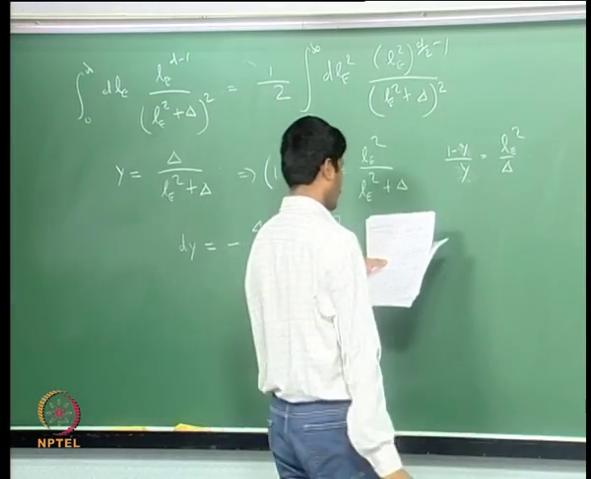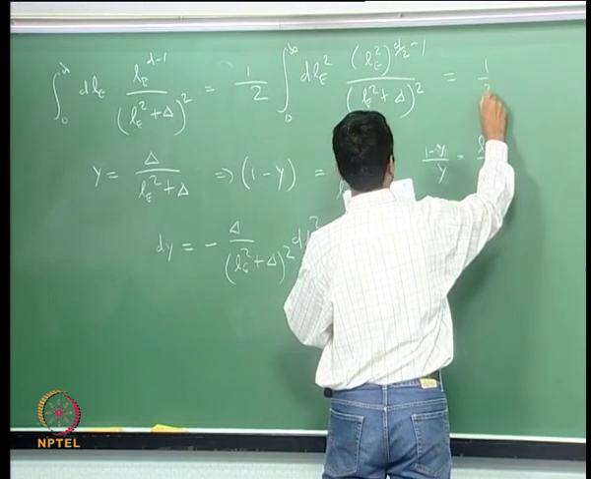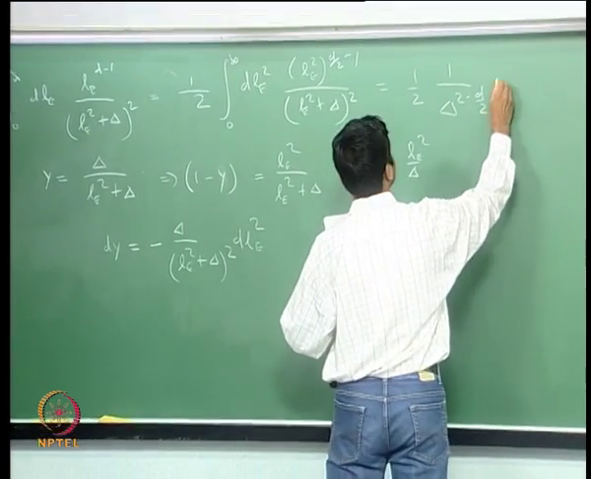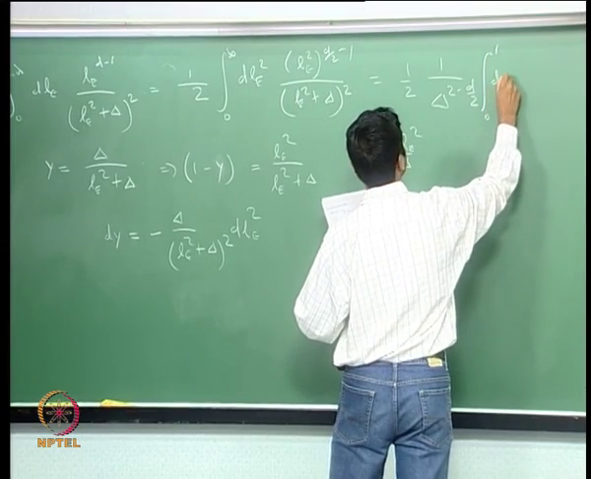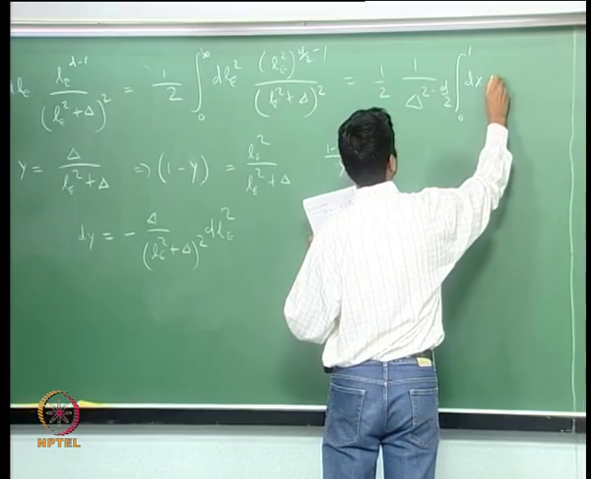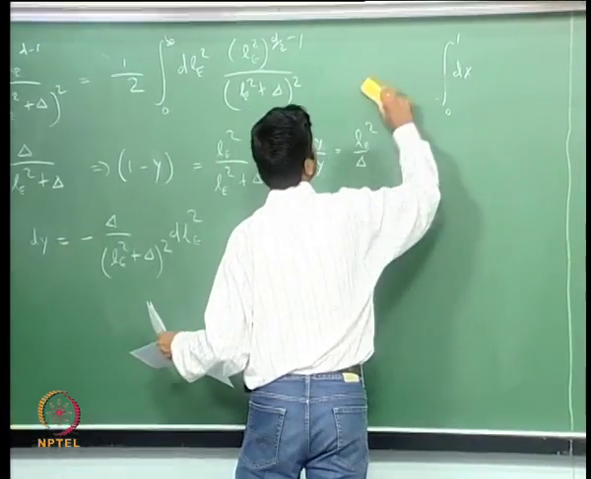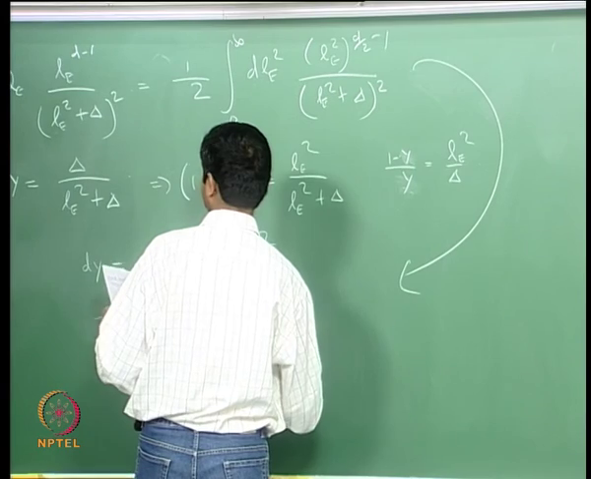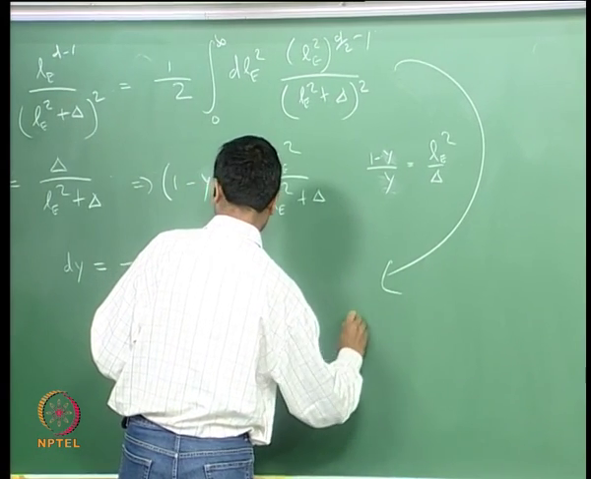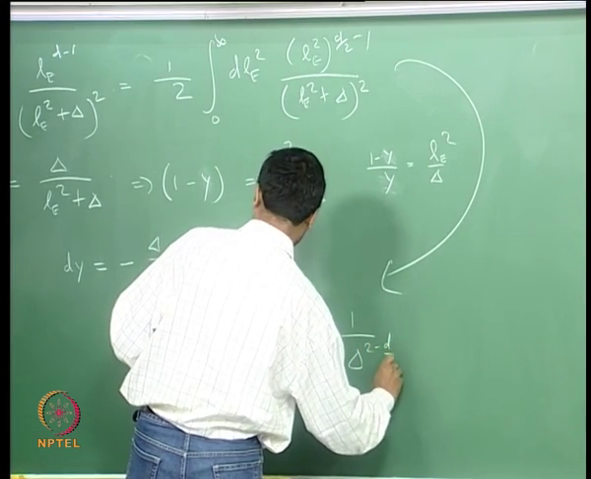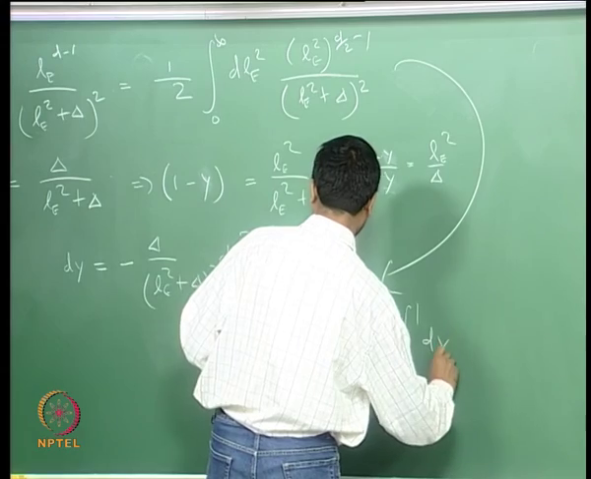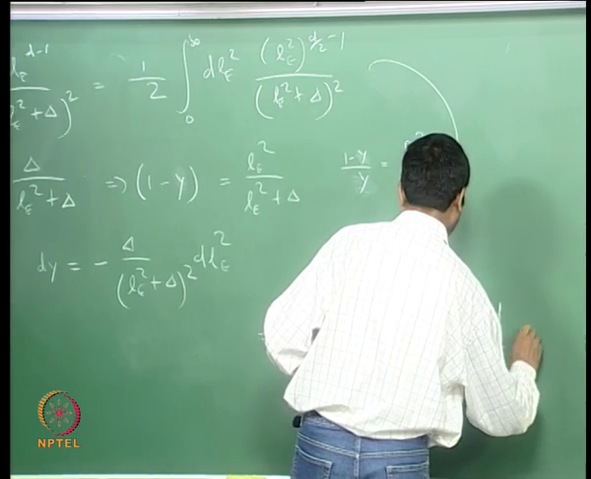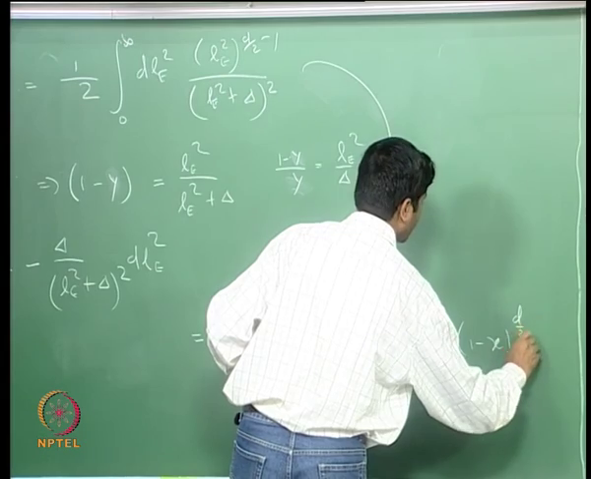So, when you pull out all the factors of delta, this is nothing but half, 1 over delta to the power 2 minus d by 2, integration 0 to 1 dx. Let us do this here. So, this is nothing but x to the power 1 minus d by 2 times 1 minus x to the power d by 2 minus 1.